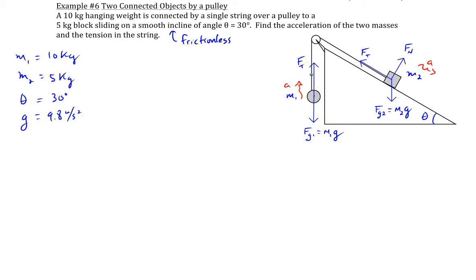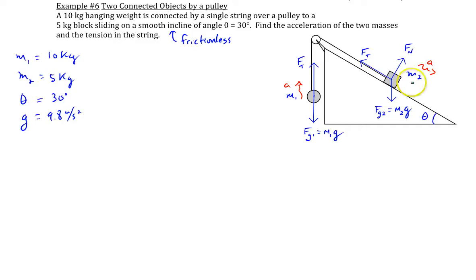Now if the acceleration is not really going down the ramp and up for the hanging weight, and it is going in the reverse direction, then that's fine. You can still solve it. The only difference is that when you calculate your acceleration, your answer is going to be negative. It'll be the same magnitude, but negative because you chose the incorrect direction in your diagram.